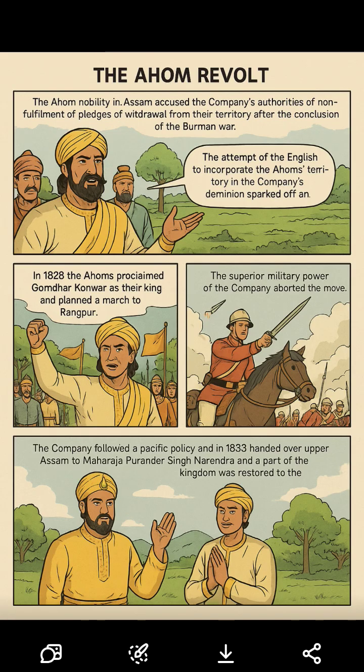Results and importance. End of the Ahom dynasty. After this revolt, the Ahom royal family never came back to full power. British control over Assam increased slowly. In 1838, even the part given to Purandar Singh was taken back. Assam became fully a part of the British Indian Empire.